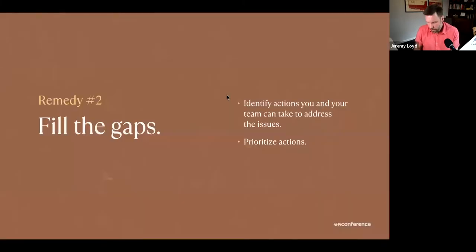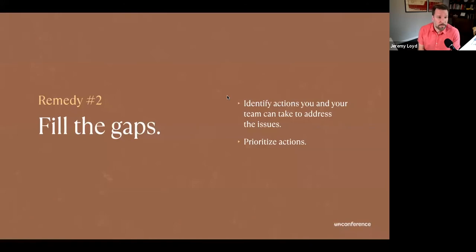So as you might think, it's not enough to just identify those gaps. You've got to fill the gaps. So this is number 2. Identify some actions that you can take to address these issues. And it's always good to prioritize those actions, because some of them might be low-hanging fruit that you can attack pretty easily.